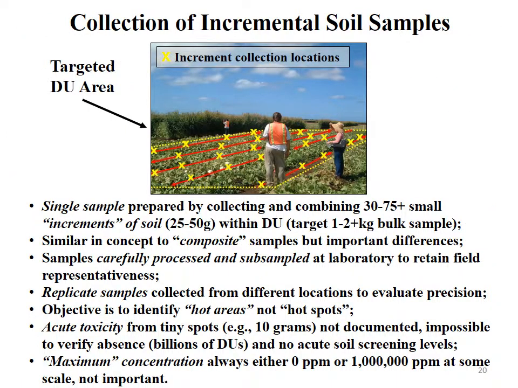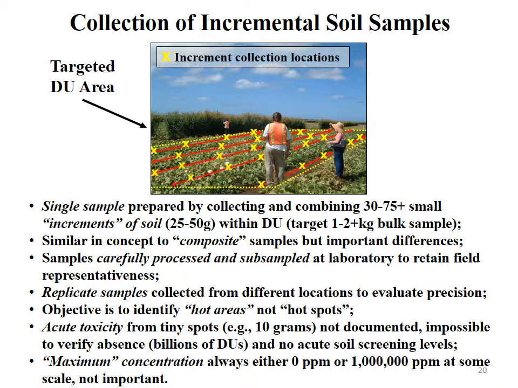Now, within each one of these decision units, we're going to collect a single incremental soil sample, or a multi-increment sample as it's referred to in Hawaii. So in this case, we're going to collect a sample by combining soil from 30 to 75 points within the decision unit. These are small increments of soil, 25 to 50 grams each. We'll combine all these together to prepare a 1 to 2 kilogram bulk sample for that decision unit.